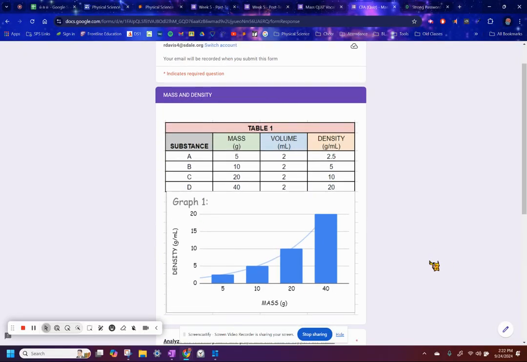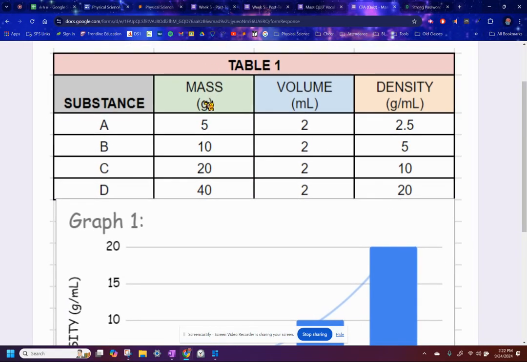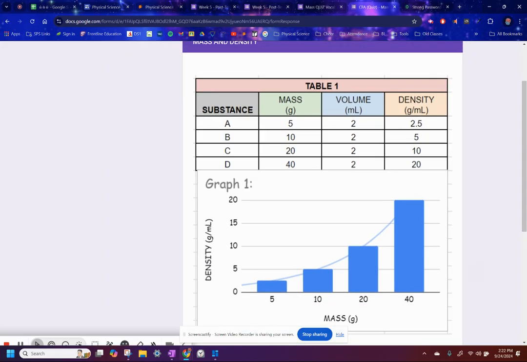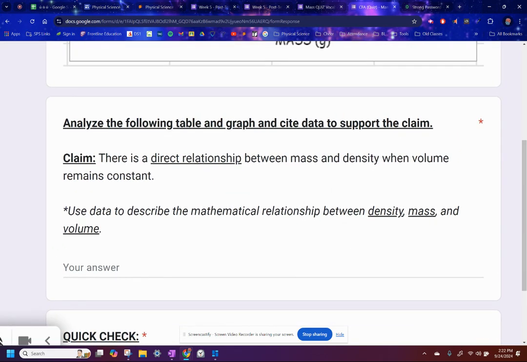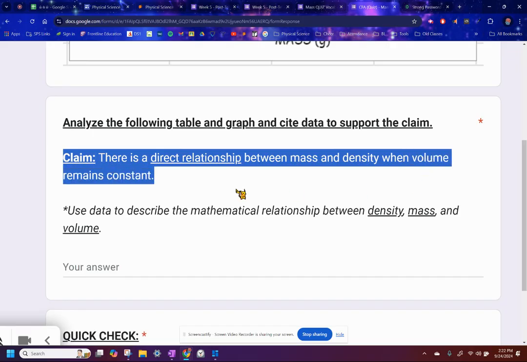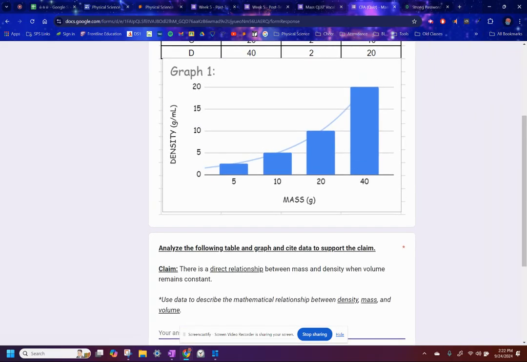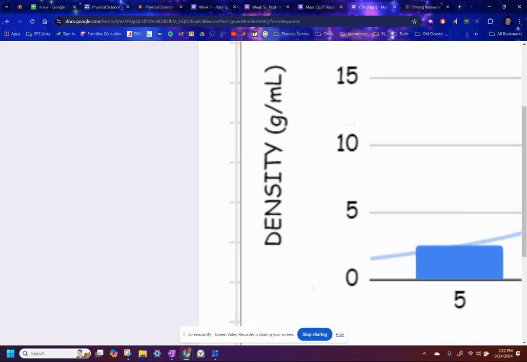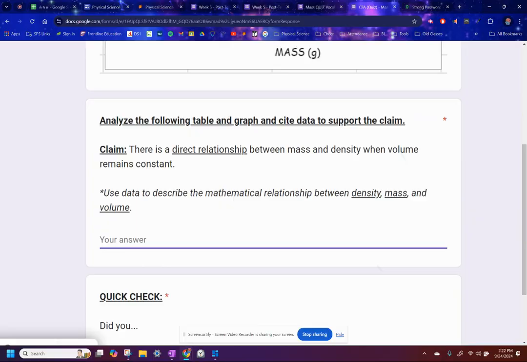Writing section. Here's a data table. It's some of the ones we just saw a second ago. Mass, 5, 10, 20, 40. Volume stays the same. Density increases. Okay, so it's going up. It's a direct relationship. So there's a claim. Claim: there's a direct relationship between mass and density when volume remains constant. Looks like that to me.